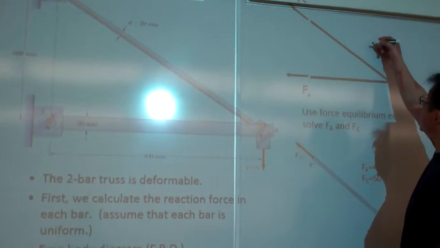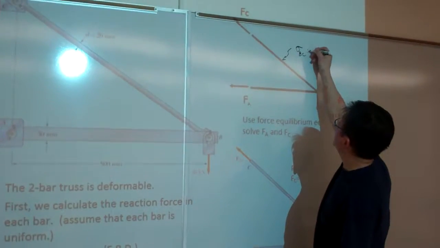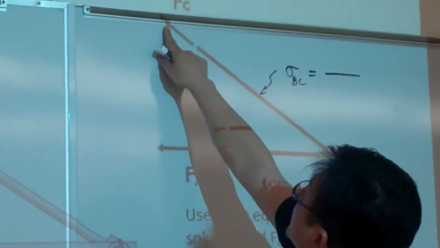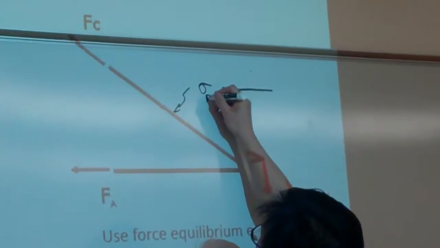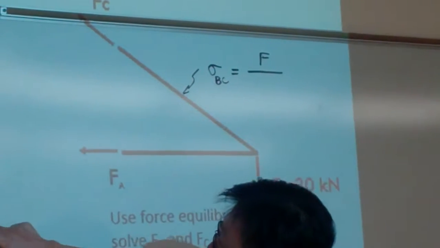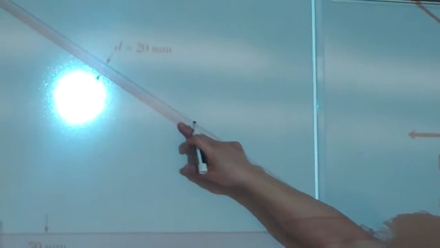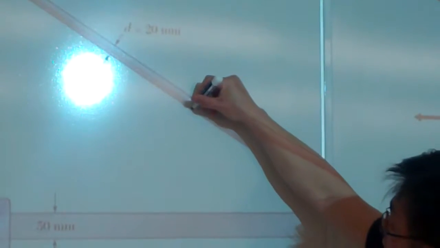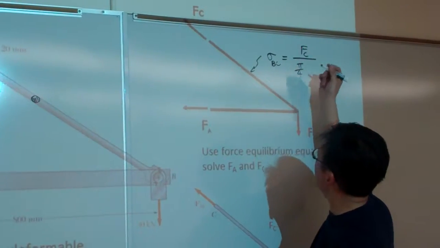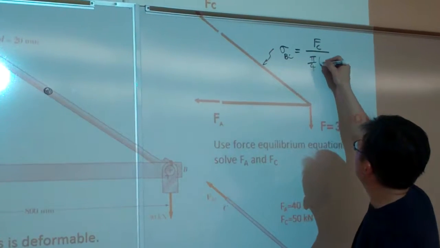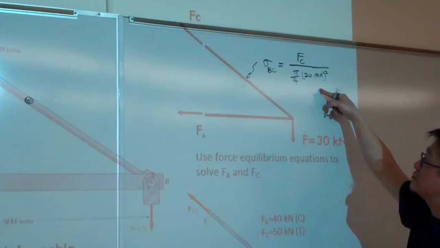Again, to calculate the stress in this portion, let me call it portion BC. In terms of our symbols, sigma BC will be equal to the force in this portion, which we label Fc, divided by the cross-sectional area. Per our statement, this is a circular cross-sectional area, so the area will be equal to pi over 4 times diameter squared. The diameter is 20, and for the first time practicing, you should keep all the units in your calculation.